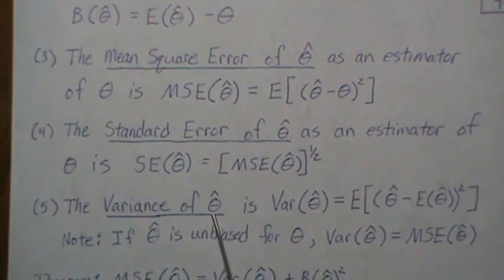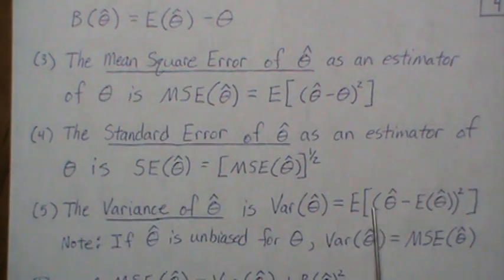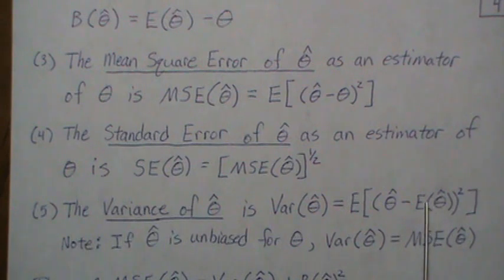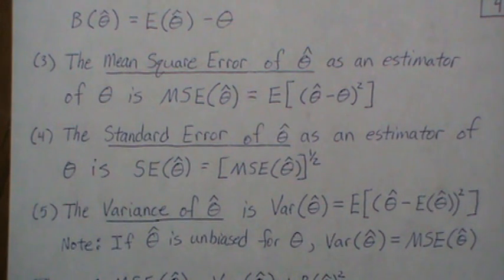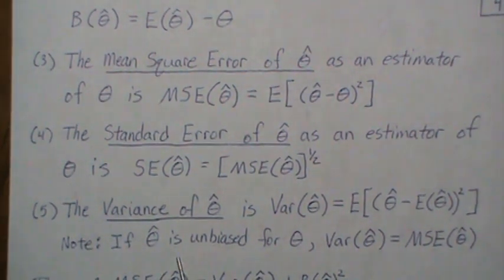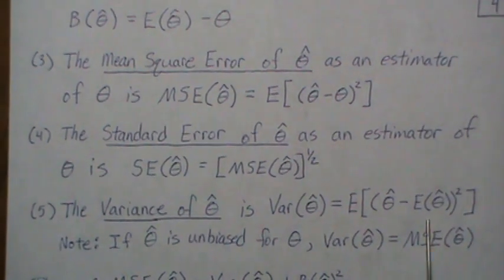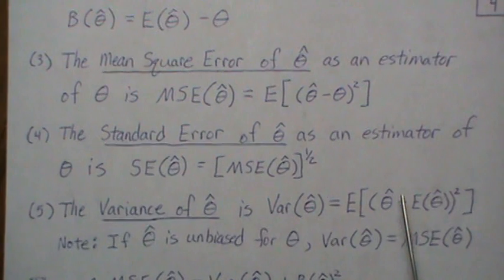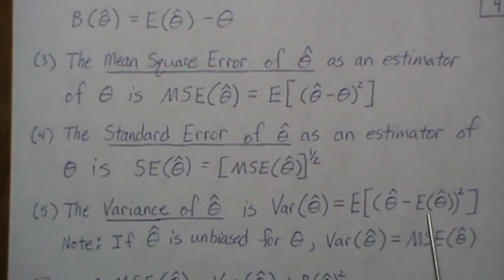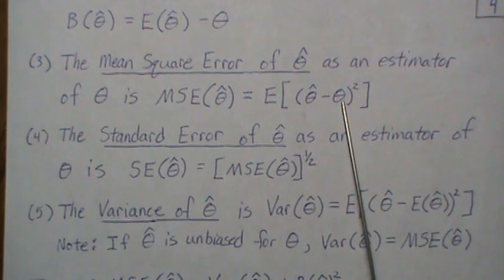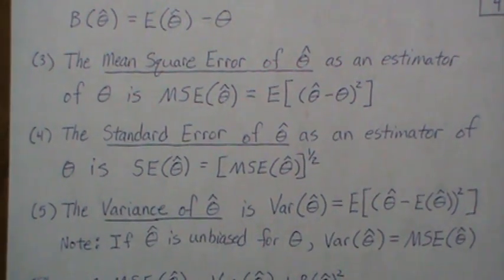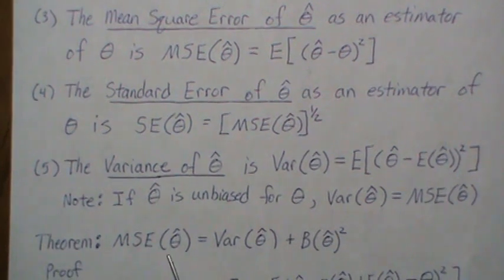The variance of our estimator is this, so it's the expected value of theta hat minus the expected value of theta hat, squared, and that's the variance. Now note that if theta hat is unbiased for theta, then the variance is equal to the mean square error, right? So if we look at this equation and this equation, what's different is this piece and this piece. And so if theta hat is unbiased, this is equal to theta. So that means the variance is the mean square error. And there's actually a theorem that says the mean square error is equal to variance plus bias squared.